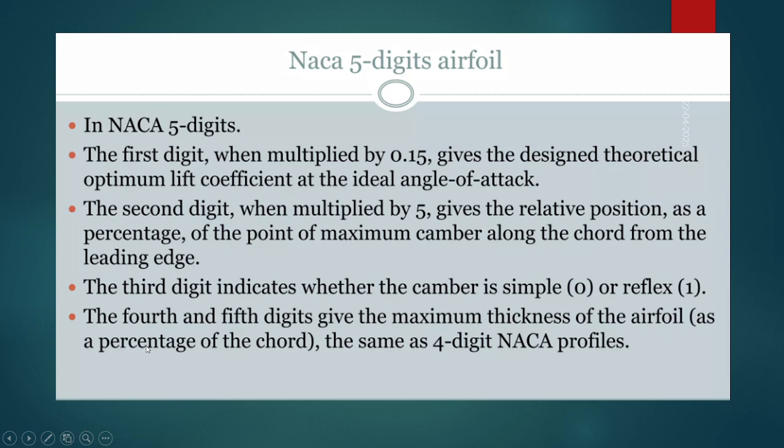The fourth and fifth digits, like how in the four-digit system the third and fourth digits were representing thickness of the foil, here also indicate the maximum thickness of the airfoil as a percentage of the chord.